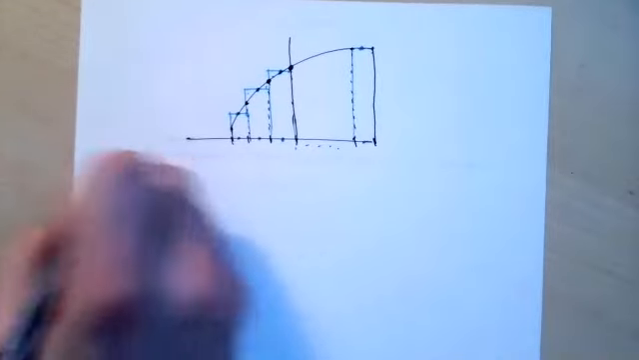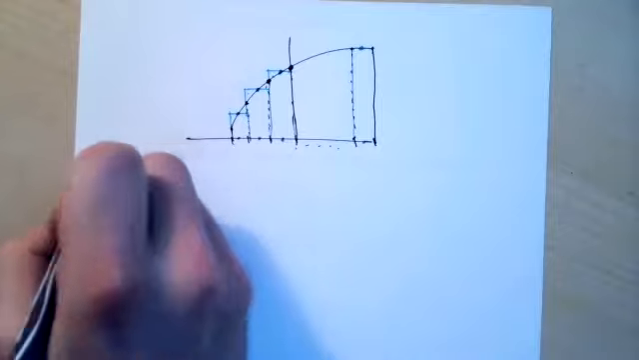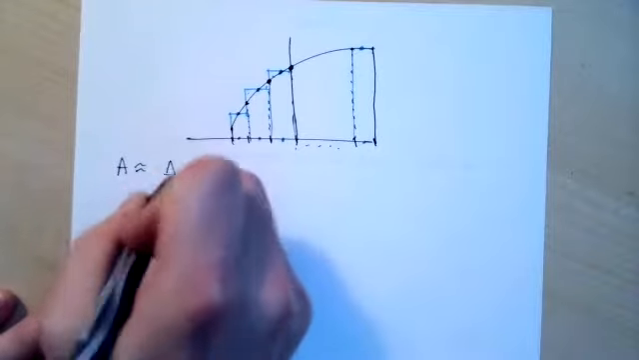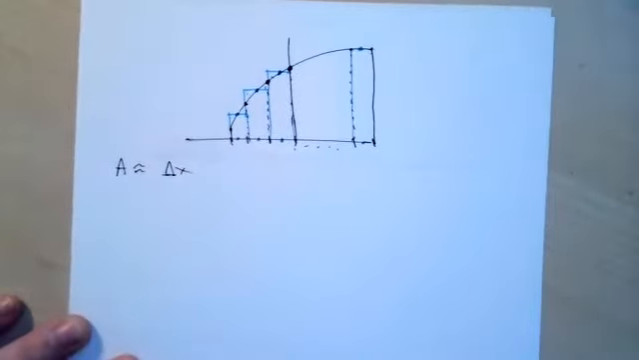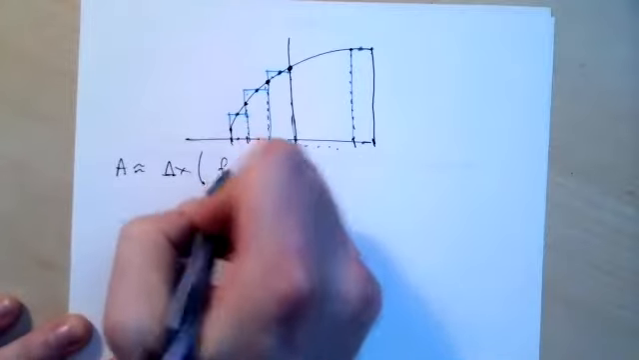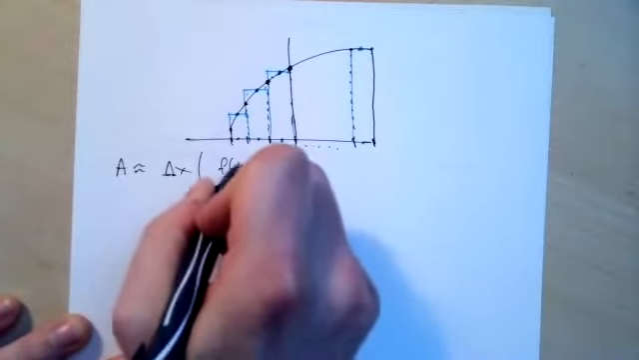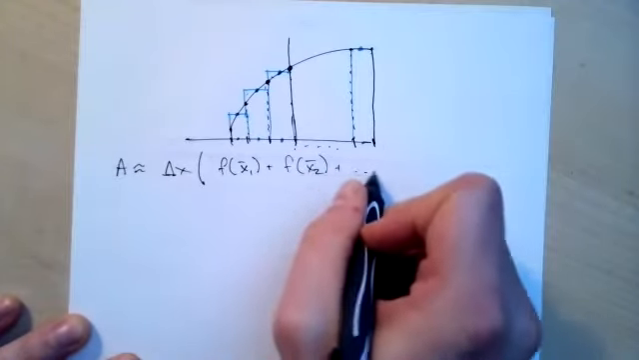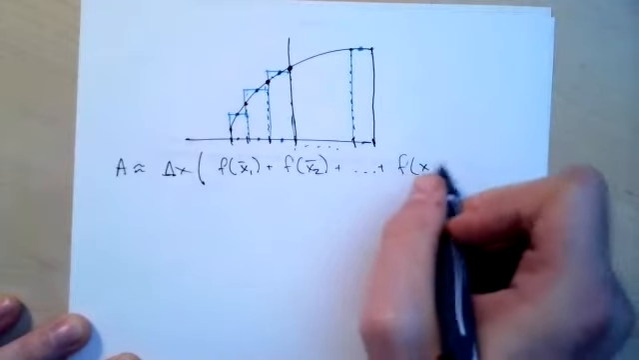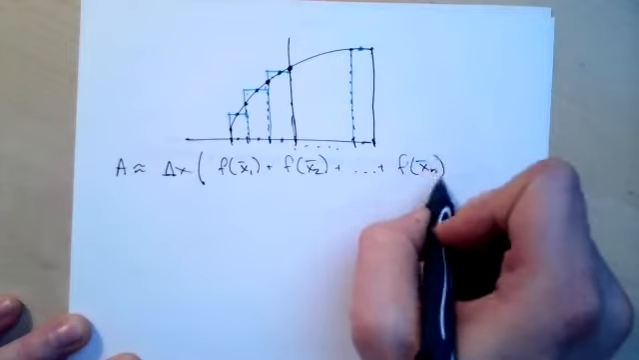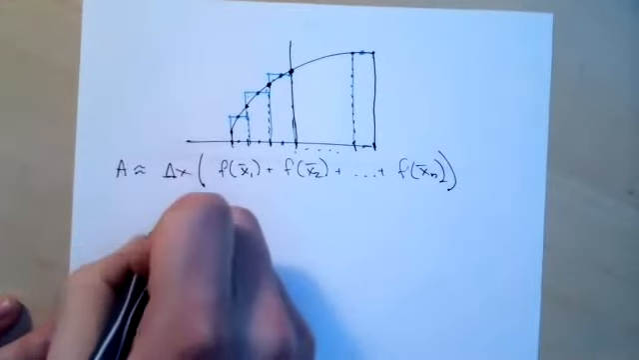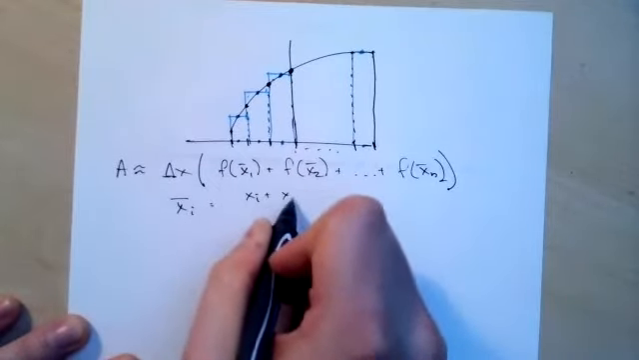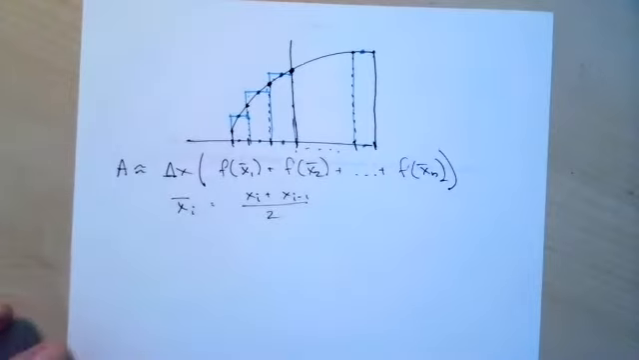So the formula is the same. It's going to be just base times height for the area of the boxes. And since the width is delta x, it's going to look like this: f of x1 bar plus f of x2 bar, and so on, where xi bar is equal to xi plus xi minus 1 over 2.